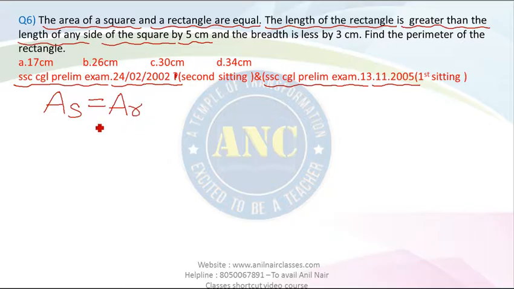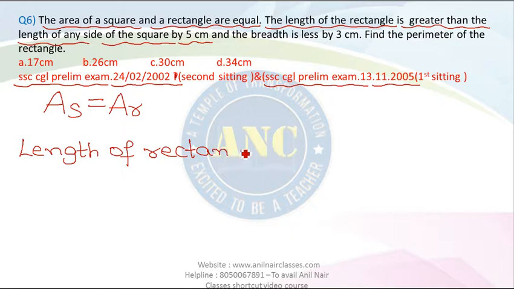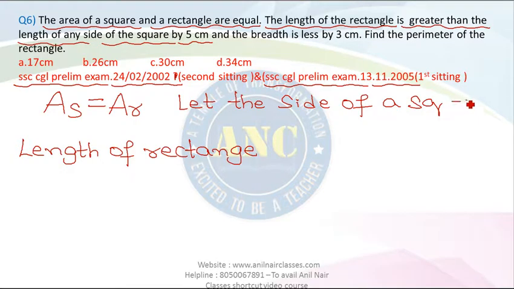That means the length of the rectangle, let me write it for your better understanding. The length of the rectangle is greater than the length of any side of a square. Anyway, every side of a square is the same itself. Suppose for example, if I take the side of the square as x centimeter, let the side of a square be x centimeter, then the length of the rectangle will be 5 more than x, it is x plus 5, and its breadth is less by 3 centimeter.